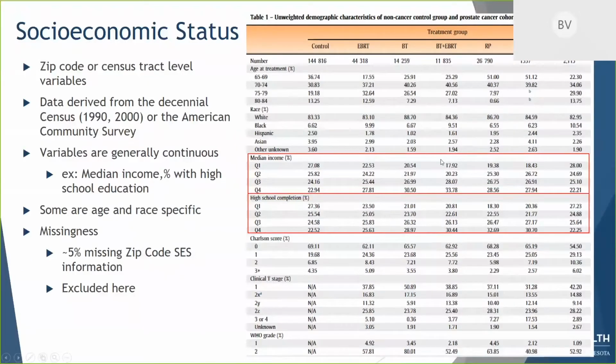And why we did that, you do see that there are differences between treatments depending on the average or the median income from where people live. So people with the lowest median income were less likely to have brachytherapy and EBRT combined. You can see that people with the highest income were much more likely to have brachytherapy. And then education has similar patterns. So you can see that we just felt like that was important for understanding the treatment groups that people found themselves in, and then subsequently for their outcomes.